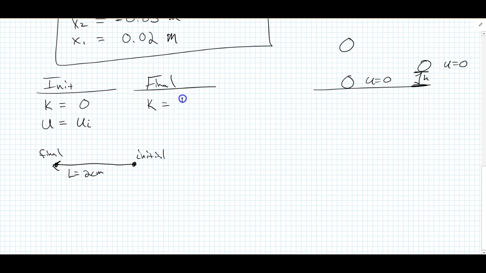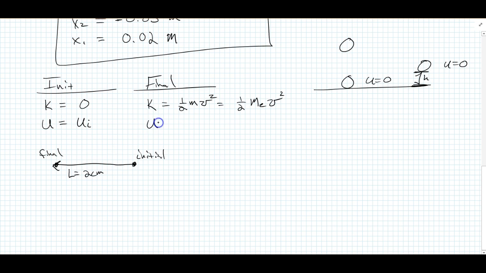I don't know what that speed is, but I do know that whatever it is, it will have a kinetic energy that's 1/2 mv squared. Now this is an electron, so I know that the electron has some mass that I could look up. I'm just going to call that m subscript e to indicate that it's a mass that's going to be some number that I can look up.